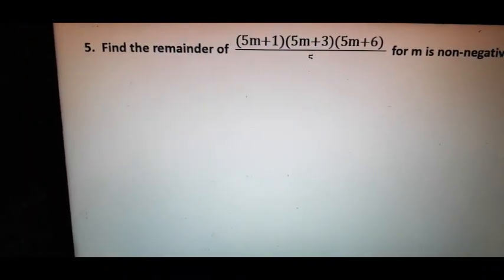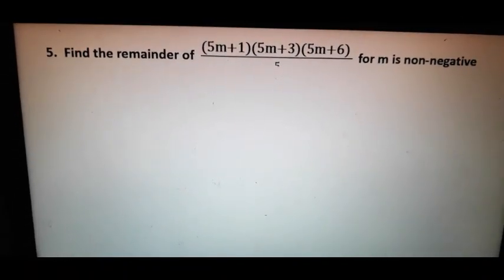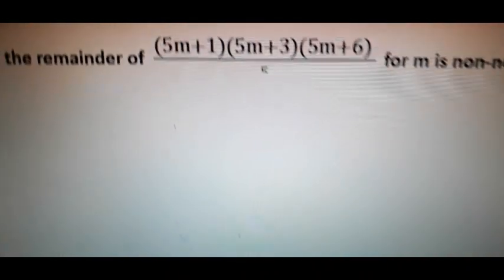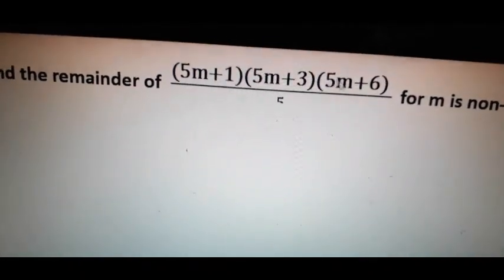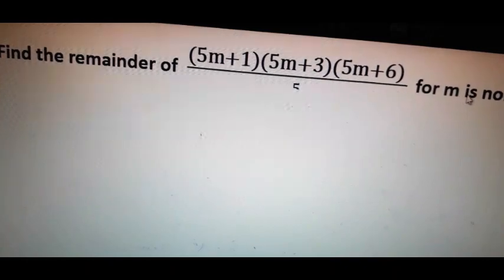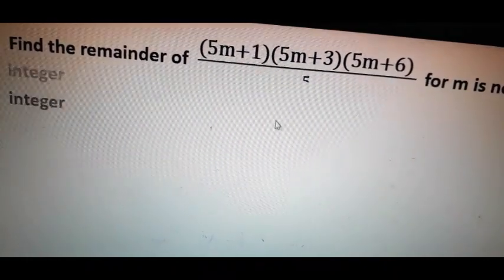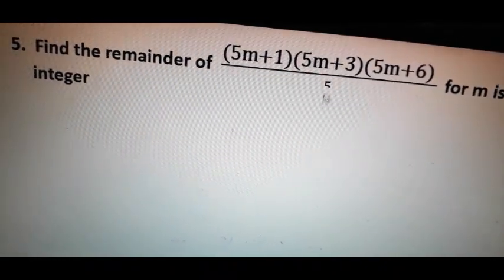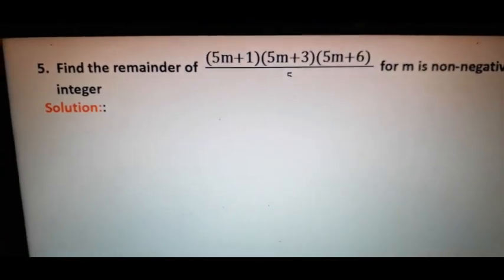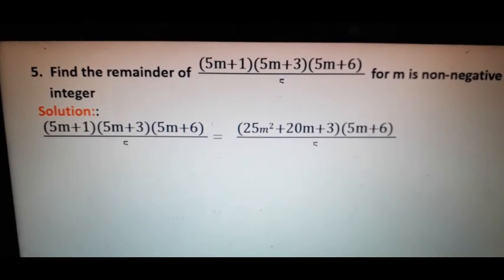Okay, find the remainder of (5m plus 1) times (5m plus 3) times (5m plus 6) for m a non-negative integer, when divided by 5.